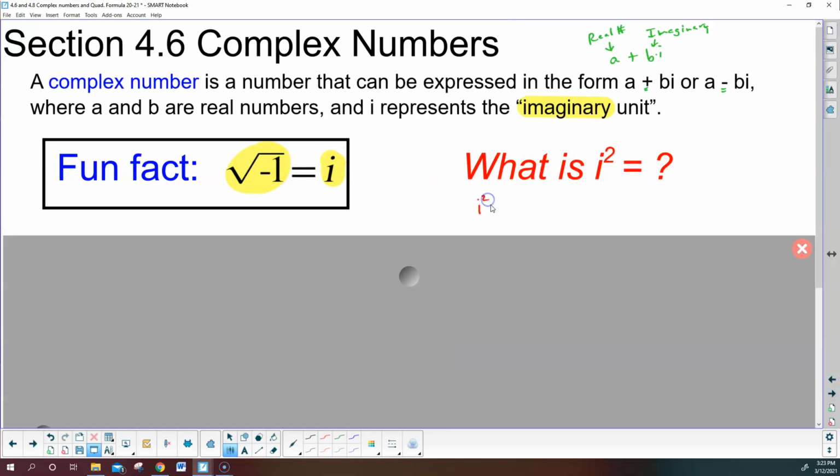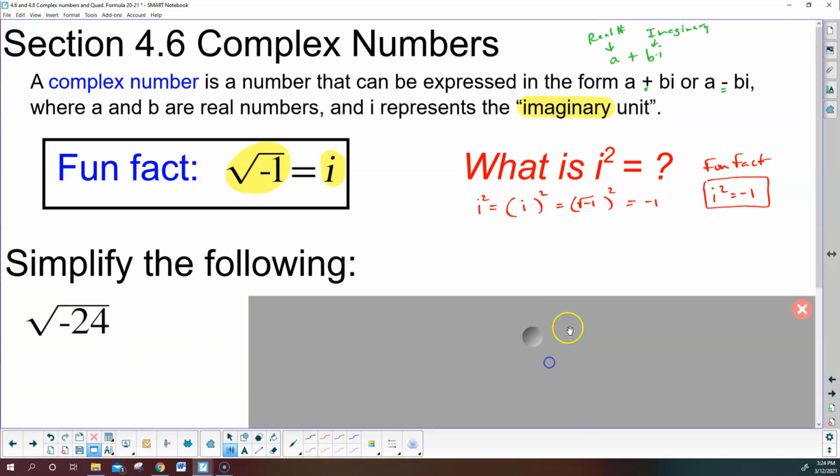Well, let's think about that. If I have i squared, another way to write that is i and then square it. But another way to think of i is the square root of -1. Well, what happens when I take the square root and then square it? The square root and the square go away. So what does that mean? That means that i squared is equal to -1. So here's our fun fact. You can kind of think of this as another fun fact, but it's based off of the first one.